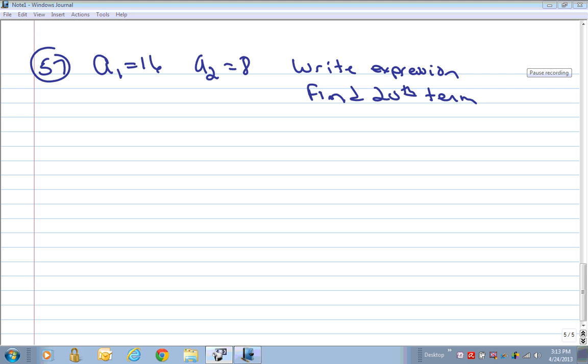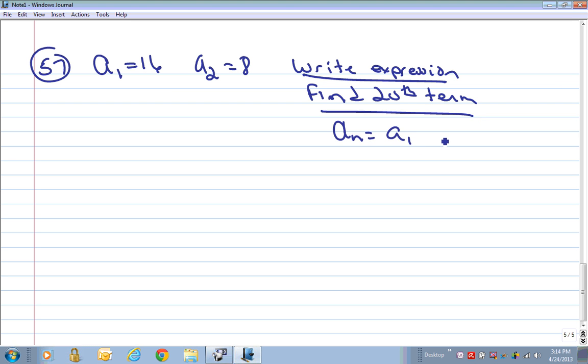Okay, in the next problem, we're asked to write the expression and then find the 20th term. So for the expression and finding a specific term, we're still using our formula a sub n equals a sub 1 times r to the n minus 1 power. So we haven't changed the formula we're using. The given information is a little bit different. We've been given term 1 is 16. That's going to go right here. We've been given term 2, but we don't know the ratio. So we're going to have to find that out.